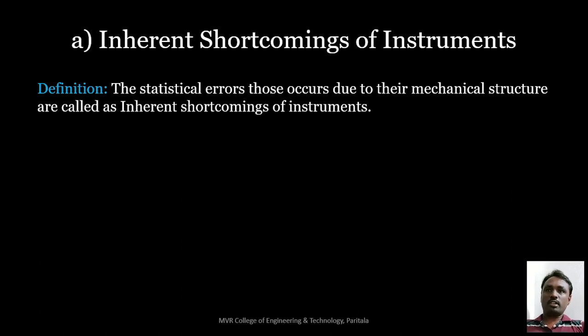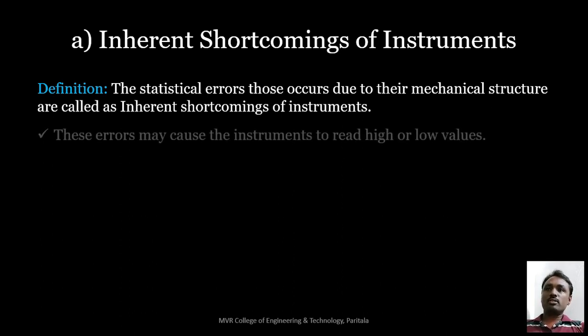So what is the definition? The statistical errors that occur due to their mechanical structure, like spring and spare parts, are called inherent shortcomings of the instrument. So these errors may cause the instruments to read high or low values.